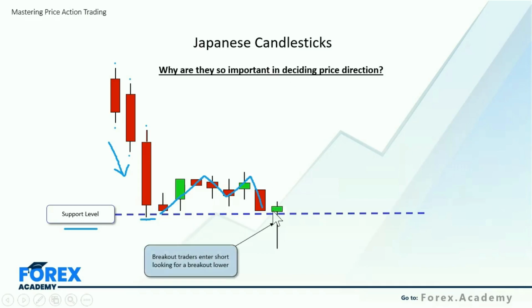And what we will see at the point of this particular breakout, which is prices breaking through the level of support and pushing lower, is that breakout traders will look to enter to the downside, looking for a breakout to the downside and looking for these prices to push lower. So those would be your breakout traders. They'd identify this level of support and say, if we get a break of this level of support pushing lower, we would like to go with this market.